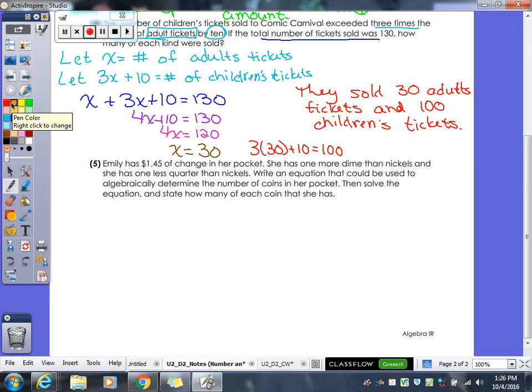All right, taking a look at our last one. We have Emily has $1.45 of change in her pocket. She has 1 more dime than nickels, and she has 1 less quarter than nickels. Write an expression or an equation that could be used to algebraically determine the number of coins in her pocket. Then solve the equation and state how many of each coin she has. So we have 3 different coins that we're talking about here. So we need 3 different let statements.